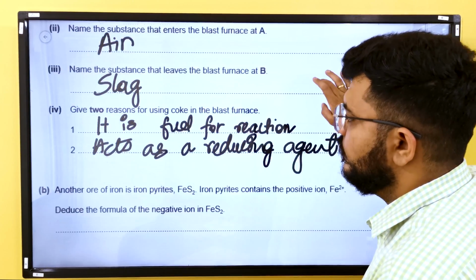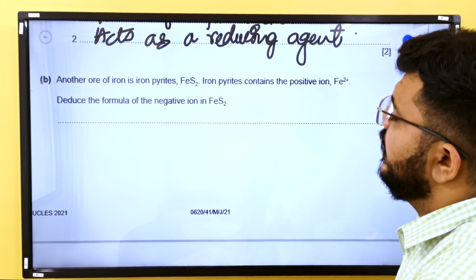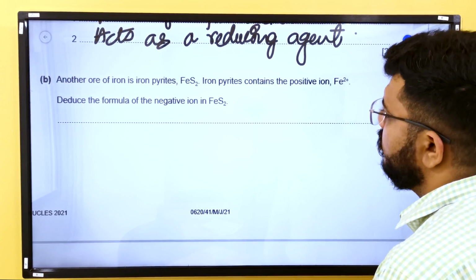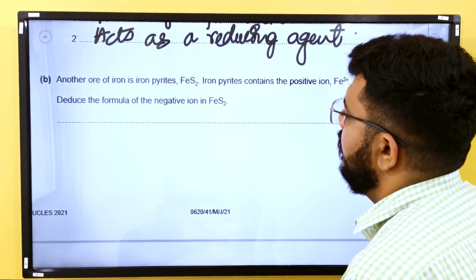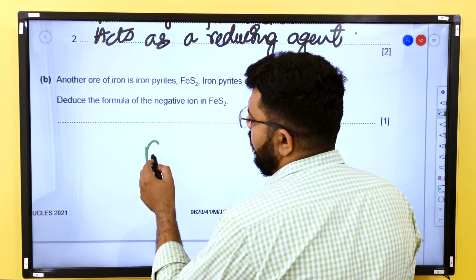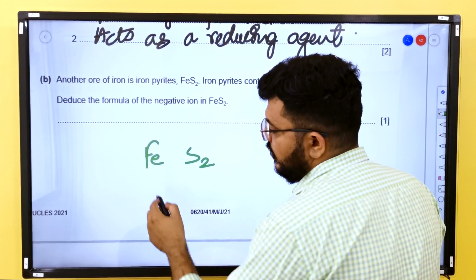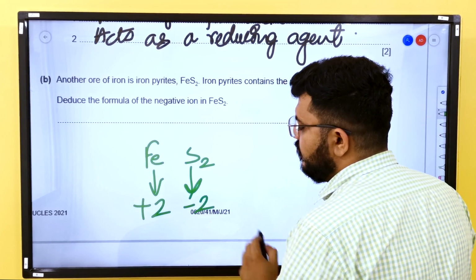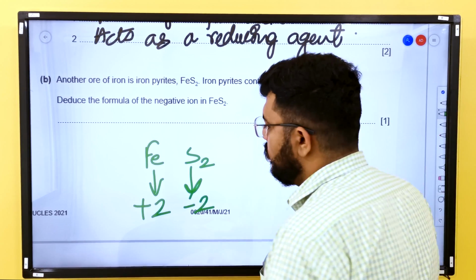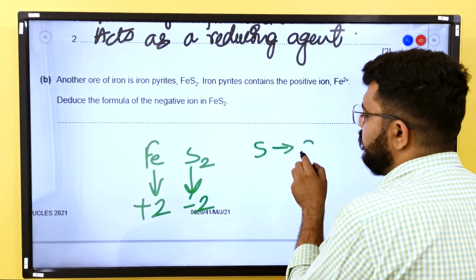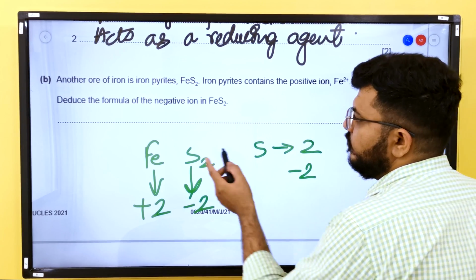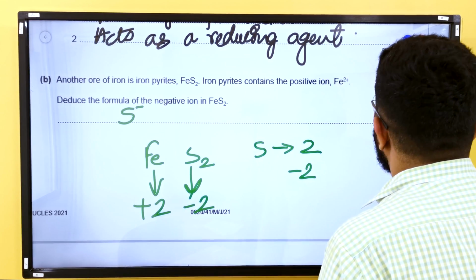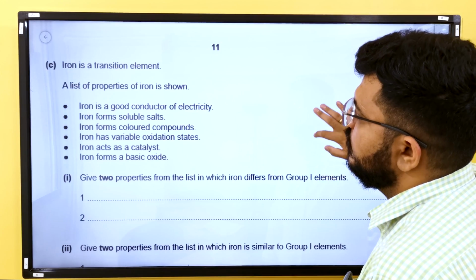Okay, next question. Another ore of iron is iron pyrites. Iron pyrites contain positive ion Fe2+. Deduce the formula of the negative ion in FeS2. Okay, so FeS2 is present, right? This has a positive 2 oxidation state. This will naturally have a -2 oxidation state because they are neutral. So if 2 sulfur have a -2 oxidation state, then 1 sulfur is going to have oxidation state S-, right? Okay, next question C.